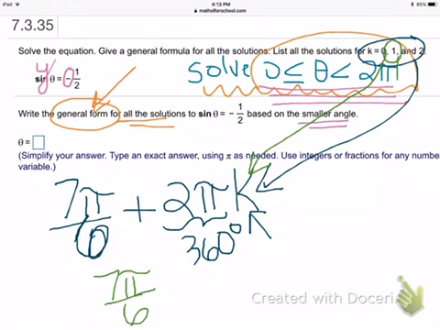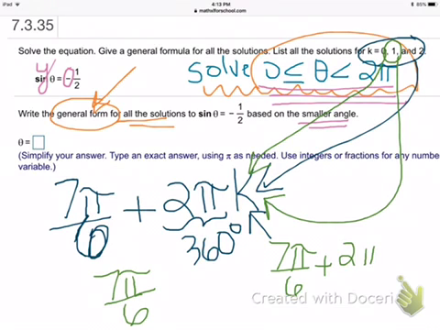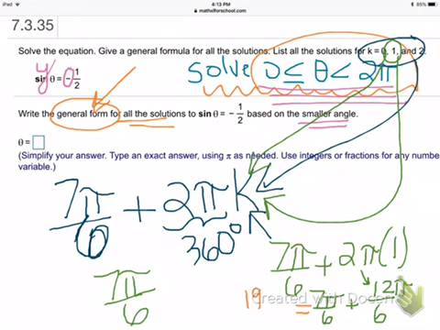If k is equal to 1, if we plug in 1 in here, we're going to get 7 pi over 6 plus 2 pi times 1. Well, 2 pi would be 12 pi over 6. I need to have a common denominator there. That gives me 19 pi over 6. So that would be the second solution. So this would be comma 19 pi over 6.